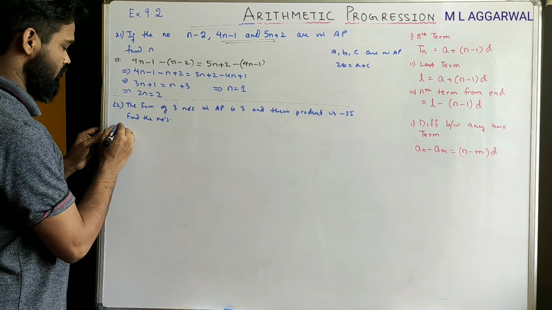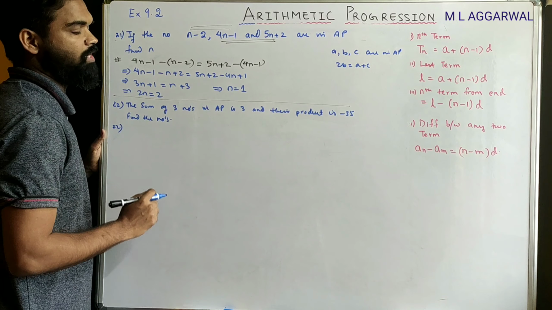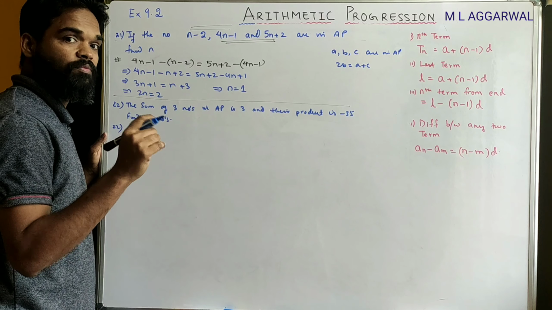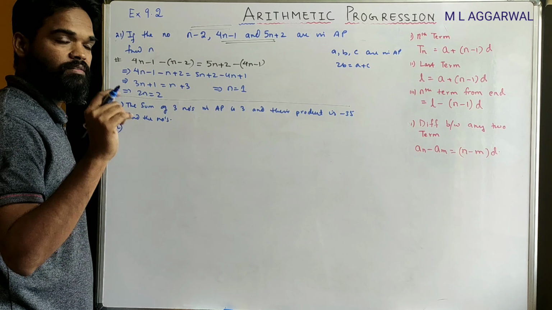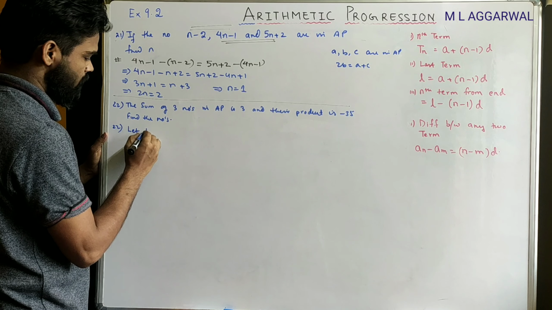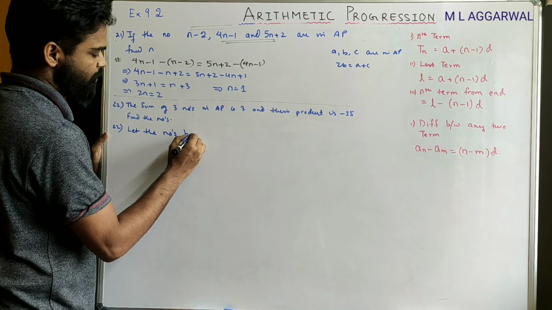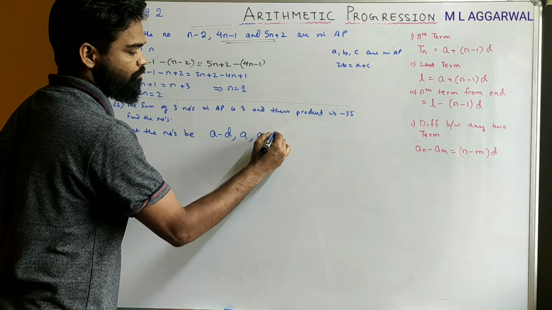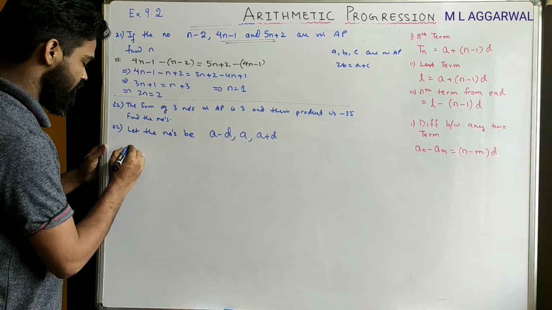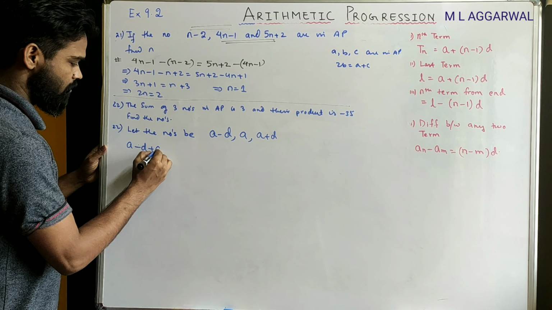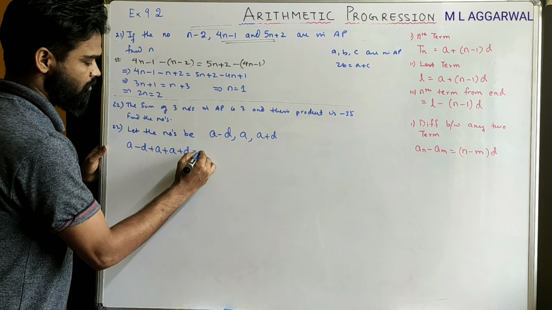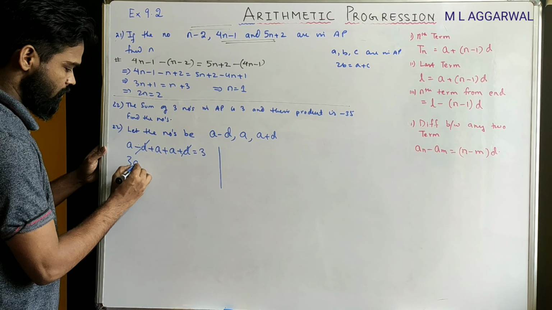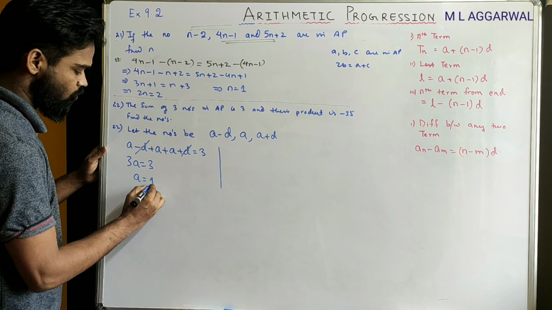It says the sum of 3 numbers in AP is 3 and the product is minus 35. Find the numbers. Whenever the sum of 3 numbers is given and they are in AP, we know, let the numbers be a minus d, a and a plus d. We have discussed this earlier. How does it help us? When you add these, you'll get 3. The d cancels out. 3a is 3, so a is 1.